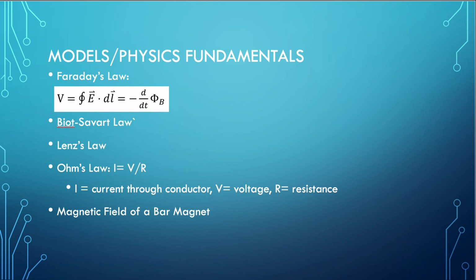These are the main models and physics fundamentals used in this lab. So first we have Faraday's law, the equation for which is shown right here, which we use to find the EMF. Then we have the Biot-Savart law. Lenz's law is that the magnetic field from the induced current will point in the opposite direction of the change in flux to restore original conditions. And then we have Ohm's law, which is I equals V over R, with I being the current through the conductor, V being the voltage, and R being resistance. And then the magnetic field of a bar magnet, for which we're going to use Newton's third law to explain why the force from the loop on the bar magnet is equal and opposite to the force from the bar magnet on the loop.